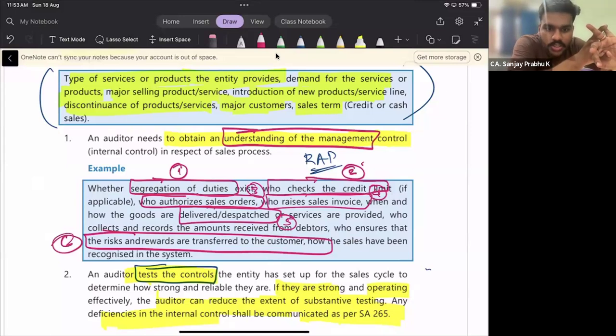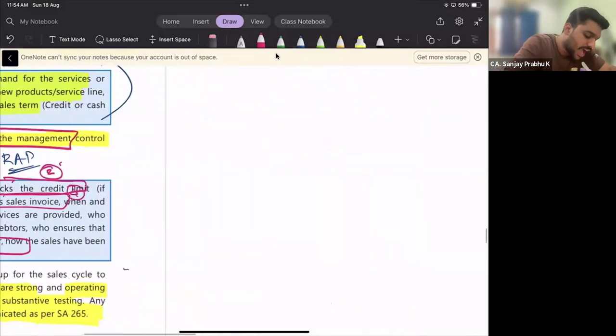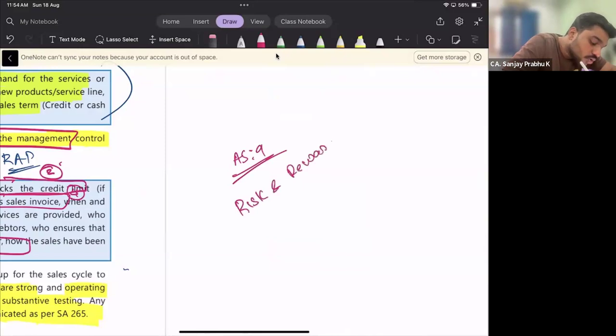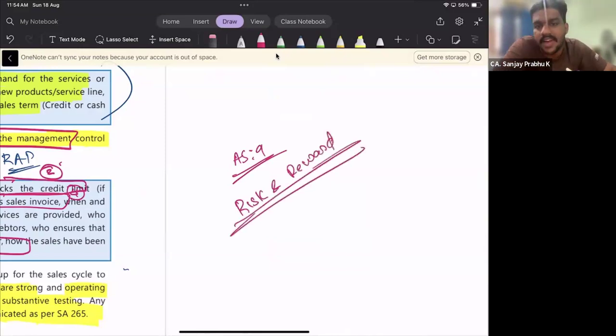Who raises the sales invoice? Whether the amount is properly recorded and received from the debtors. Then how the risk and rewards are transferred to the customer. See, sometimes when we generate the invoice, risk and reward will be transferred. Sometimes at the point when we are generating the invoice, risk and reward is not transferred. The point when the goods are delivered from our manufacturing location or from our godown, the risk and reward is transferred. What you have to understand is, as per AS9, a transaction is recorded only when the risk and reward is transferred. So we should know at what point this risk and reward is transferred.